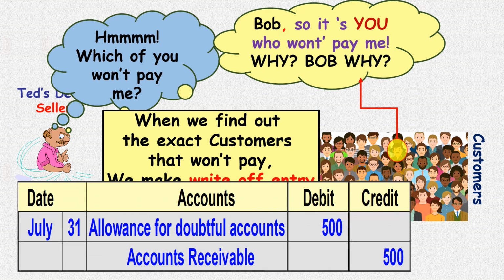And to do that, we are going to debit the allowance account, the allowance for doubtful accounts, $500. And now that we know the exact customer that will not pay us, we will credit accounts receivable. So $500 was the amount Bob, we found out, will not pay. So we wrote it off. This is called writing off the amount that we find out for sure will not be collected. Okay, this is called the write-off.